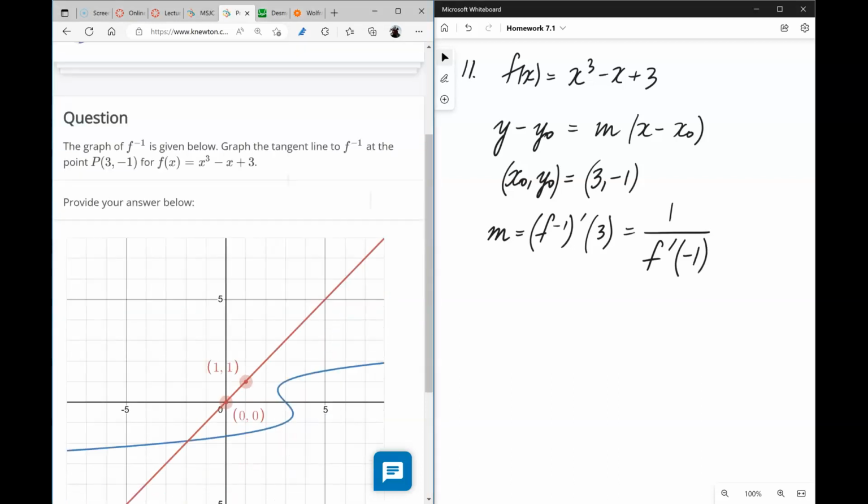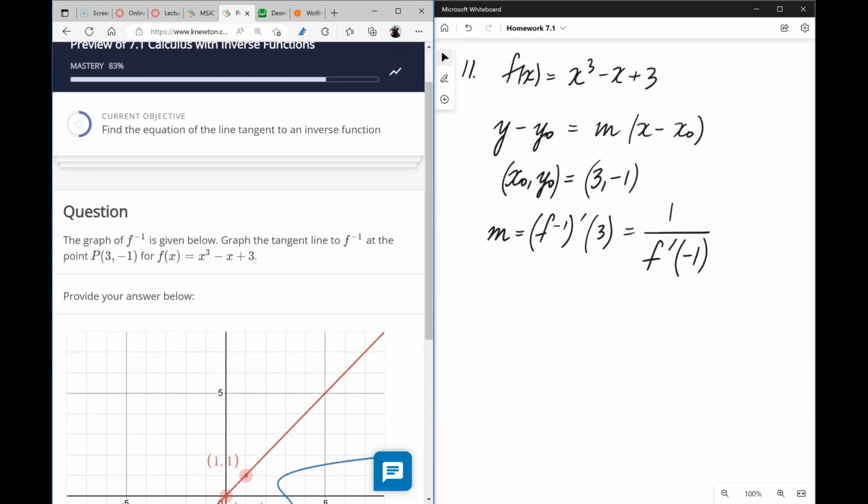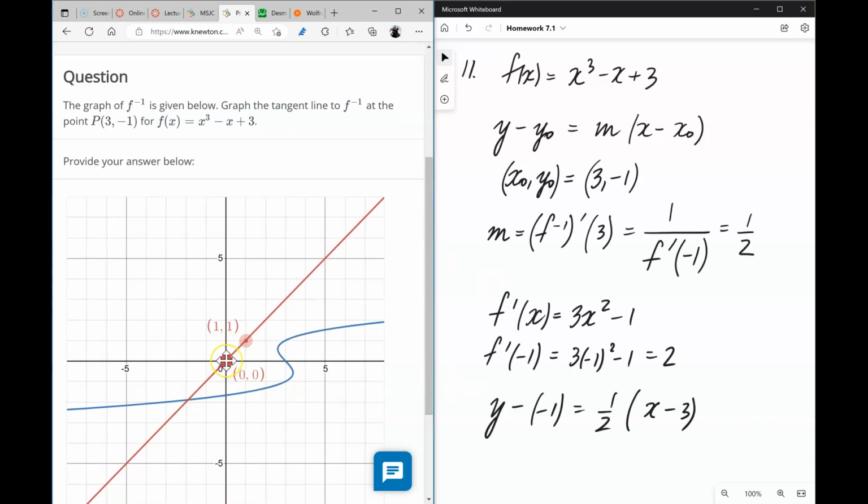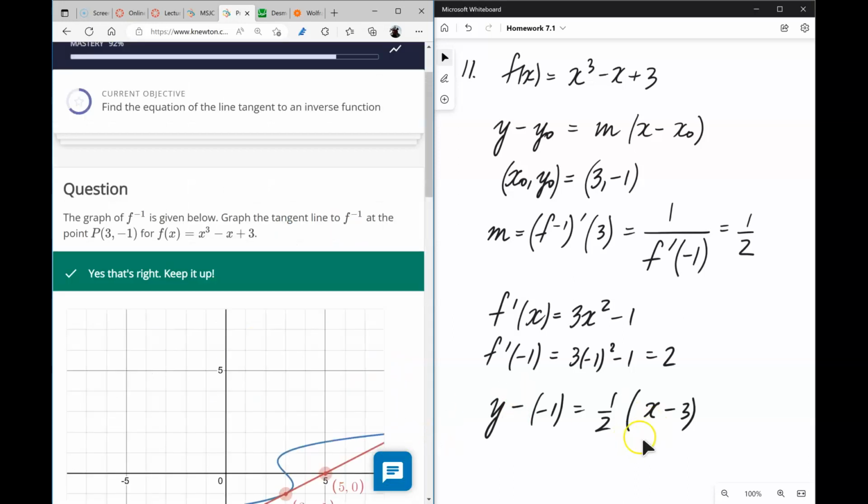We're actually not going to look at the graph because we need to find the derivative, since the function is given to us by the equation. So first we find the derivative of the function, and then we evaluate it at -1. And now we know the slope. So the equation of the tangent line is y minus -1 equals 1/2 (x minus 3). But to graph it, we don't need the entire equation. We just need the point, which is, sorry, 3, -1. And the slope is 1/2, so it goes up 1 over 2. That's the graph of the tangent line.